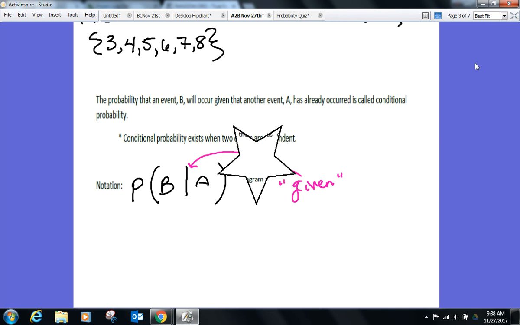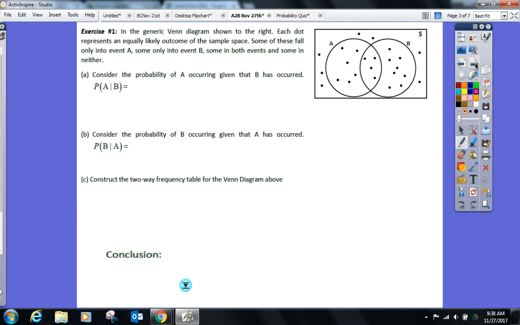And let's go to a Venn diagram to do this. All these dots just mean, here you go, A occurred. A and B occurred. B occurred. Neither A nor B occurred. That's what these dots are in here for. Here's what I want. Consider the probability: what's the probability of A given B occurred? B has already occurred.